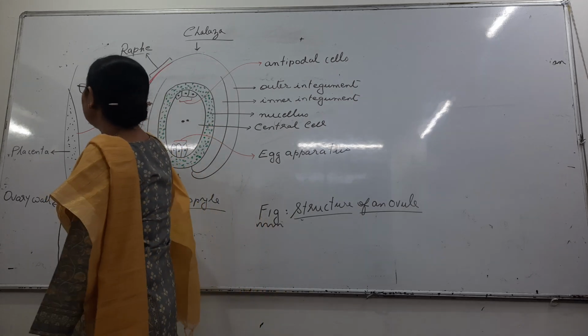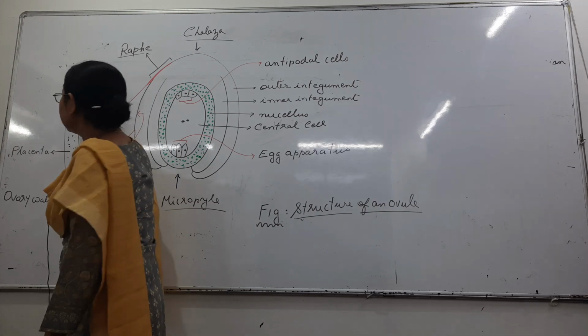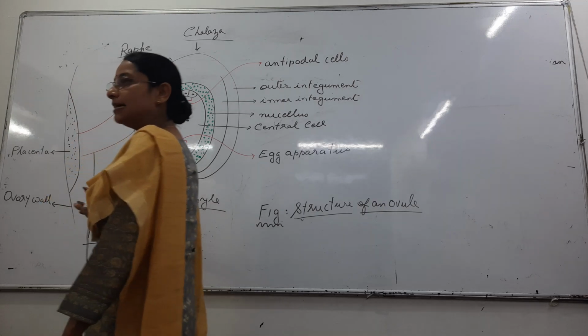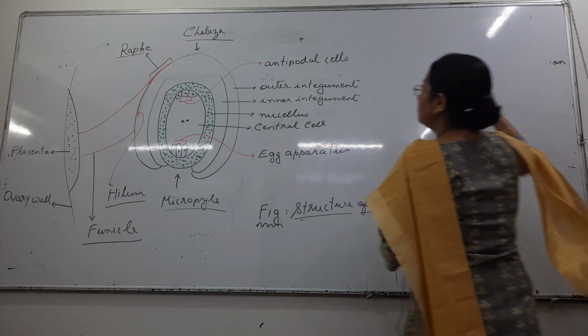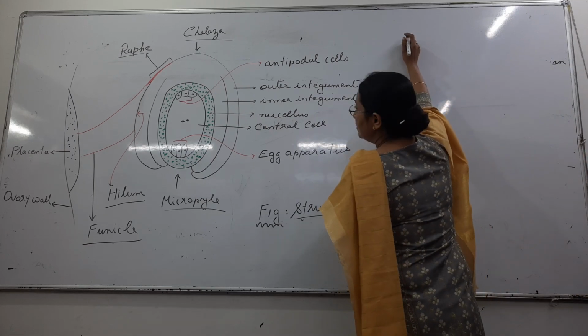And next, the ovule is attached to the placenta. Where is the placenta? In the ovary. I think it's understood. So we will be writing the points about it. First, write.